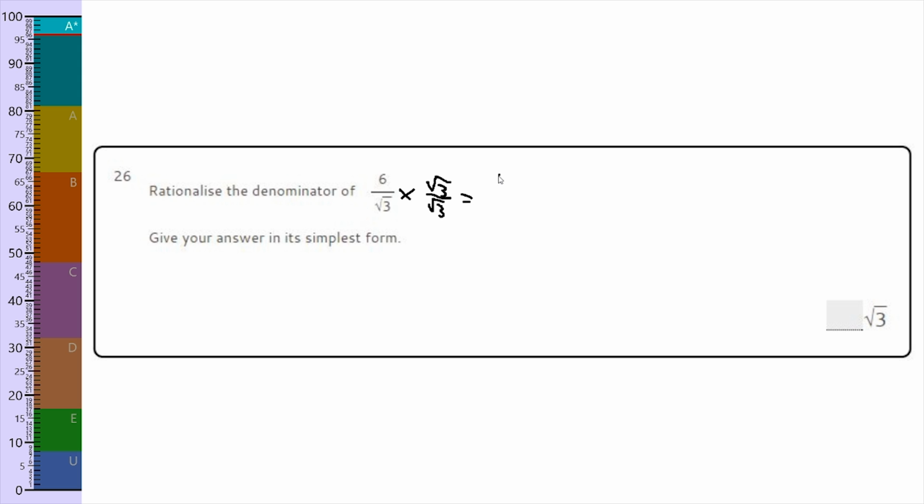And that allows us to have 6 root 3 at the top. And root 3 times root 3, as we just discussed, is 3. And then 6 divided by 3 is 2. So it's 2 root 3. So my little answer, just 2 root 3.